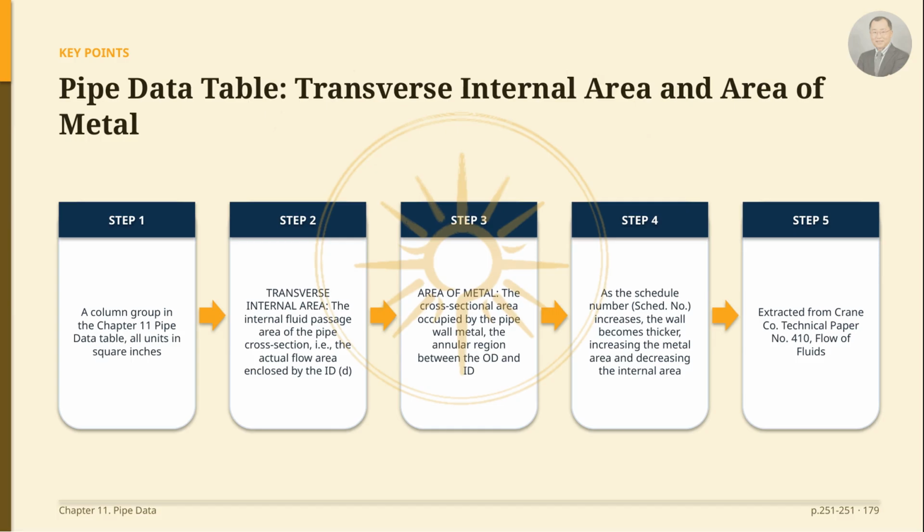Meanwhile, the area of metal is the cross-sectional area occupied by the metal of the pipe wall, corresponding to the ring-shaped region between the outside and inside diameters. Even for the same nominal size, as the schedule number increases, the wall thickness becomes thicker, which increases the metal area and decreases the internal flow area. This data is extracted from Crane's Technical Paper No. 410, Flow of Fluids.